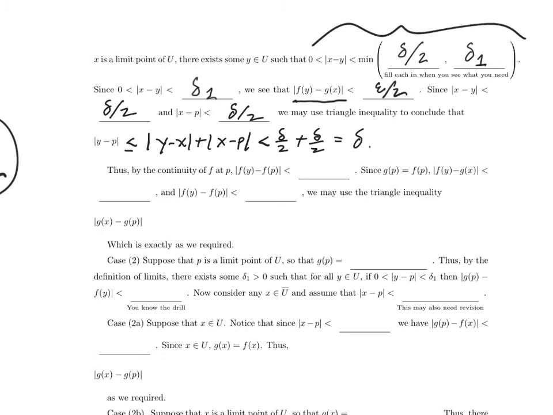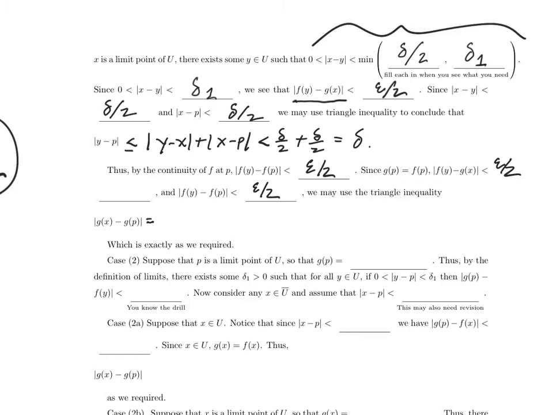Cool. So by the continuity of f at p, right, f is continuous at p, as soon as I know that the absolute value of y minus p is less than delta, I'll know that the absolute value of f of y minus f of p is less than epsilon over 2. Since g of p is equal to f of p, and since we know that the absolute value of f of y minus g of x is less than epsilon over 2, I know there's a line right there, but I'll put it there instead. And we now know that the absolute value of f of y minus f of p is less than epsilon over 2. We can now finally analyze the difference between g of x and g of p.